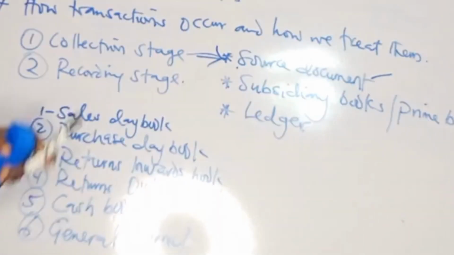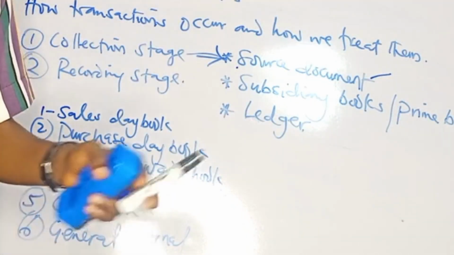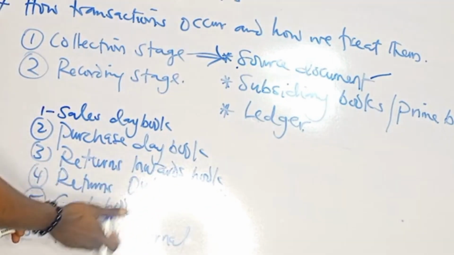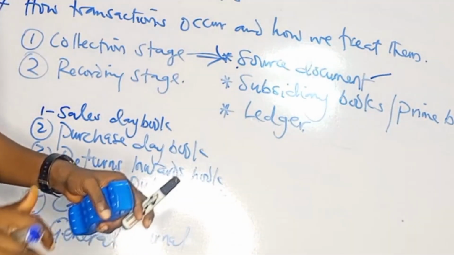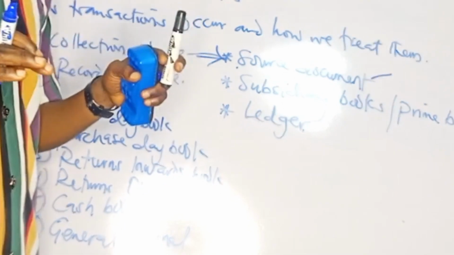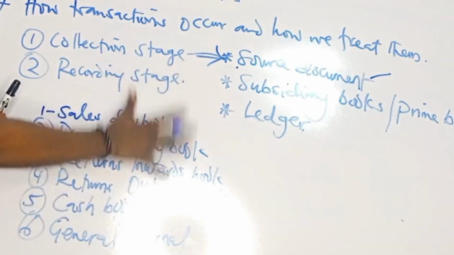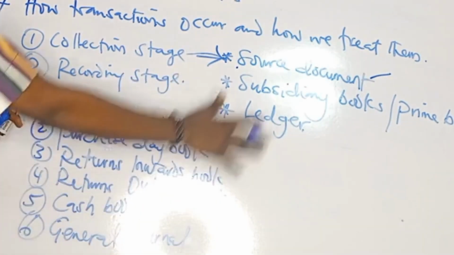Then the cash book is for cash transactions. The cash book is used for recording cash transactions. Then the general journal, it's where you record every transaction separately before they are taken to the ledger. So these are the 6 subsidiary books we have.